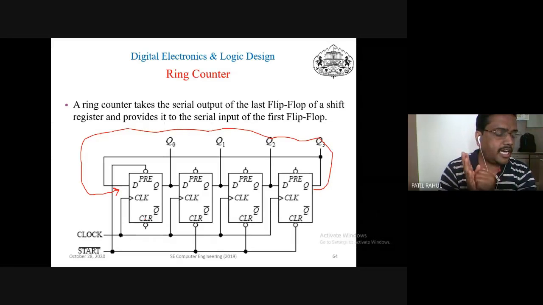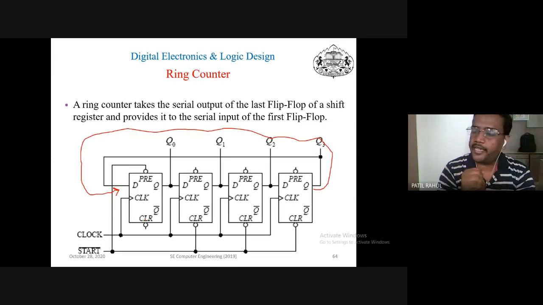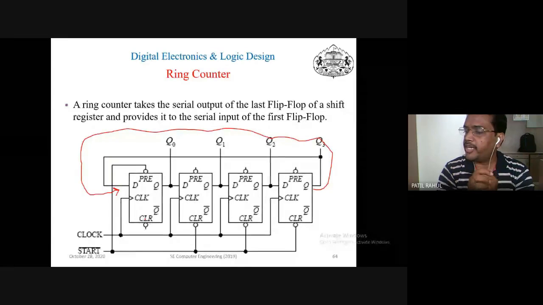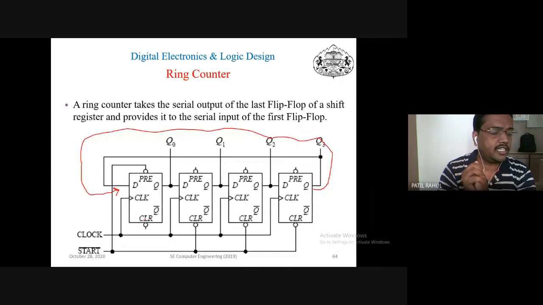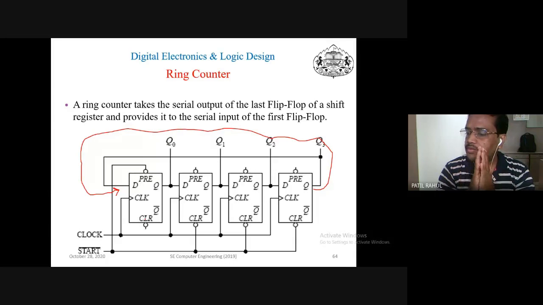Then one question arises in your mind: why is it called the overriding input? The answer is that it does not affect any previous input. That's why it is known as the overriding input. Its other name is the asynchronous input.